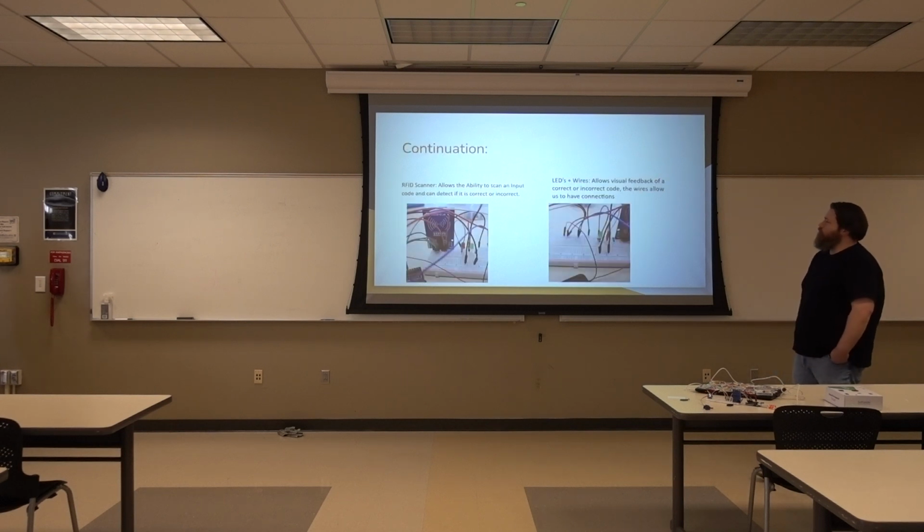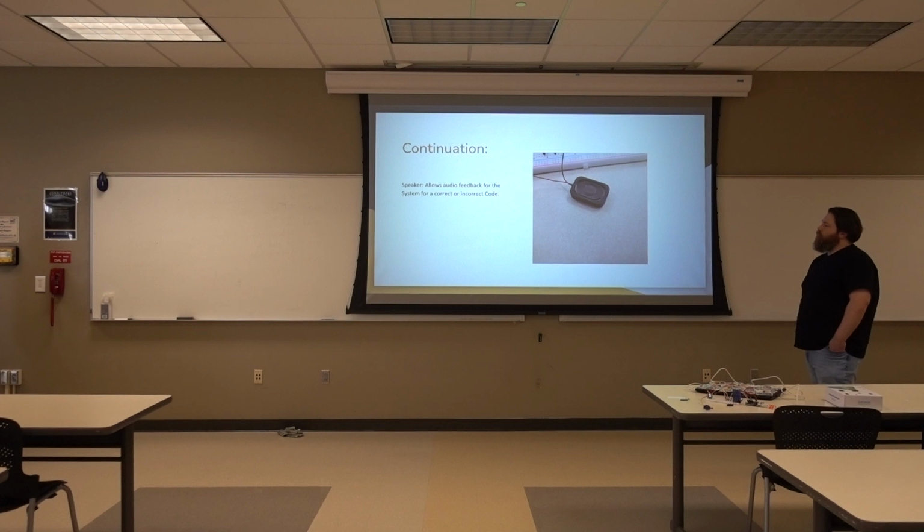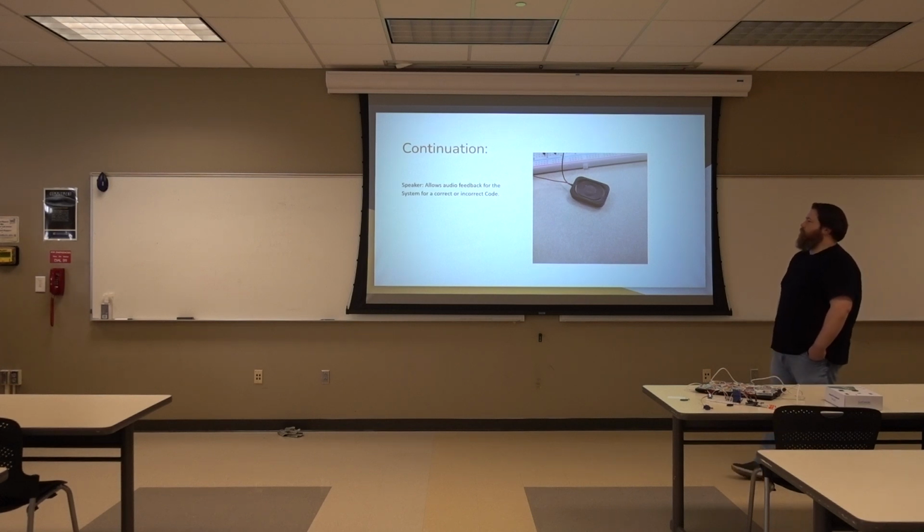The next part is the RFID scanner. What that does is it will read a code on another chip. If it's the right code, it'll grant access. If it's wrong, it obviously won't grant access. The next section is the LEDs and wires. They allow a visual confirmation of the circuit running, or whether the code is correct or incorrect, or if it's waiting for another input. The next part of the parts list is the speaker. This gives an audio cue for if it's correct, or needing another input, or if it's incorrect.